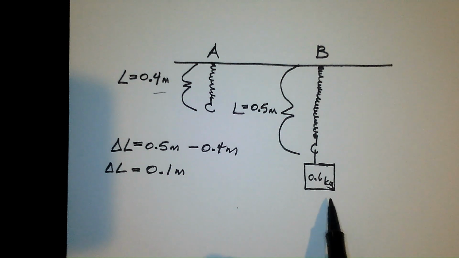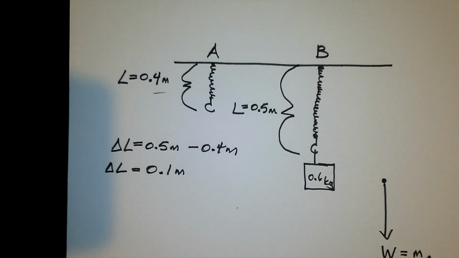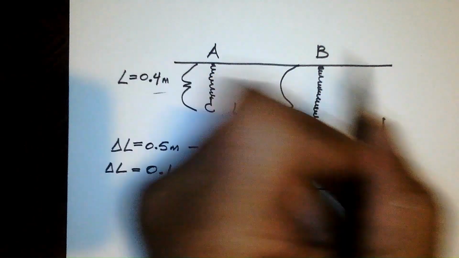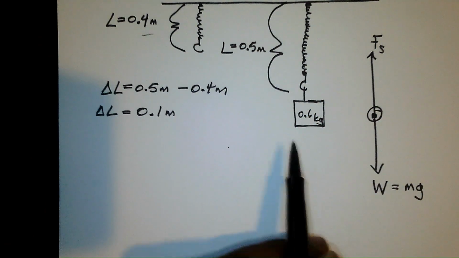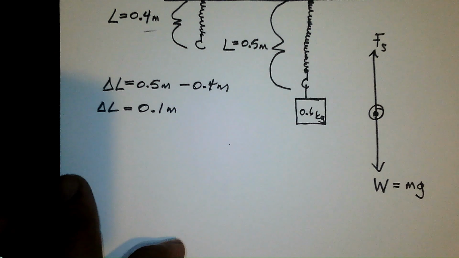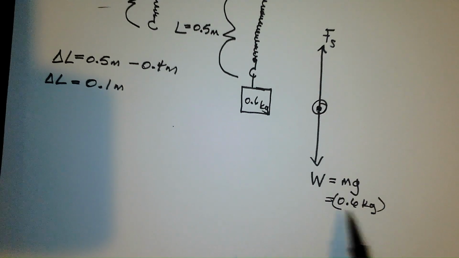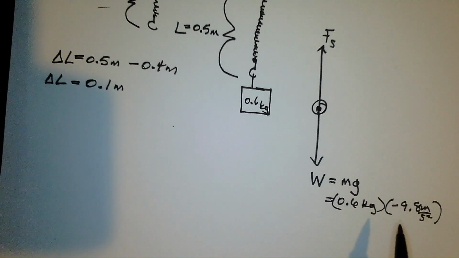Okay, now here's my free body diagram. I got my weight here, which you know is mg, and I got my spring force there. Spring force is a restorative force that's going to pull it up, because when you pull this down, the spring force is going to pull it up. Now here we go. The weight is equal to 0.6 kg times negative 9.8.